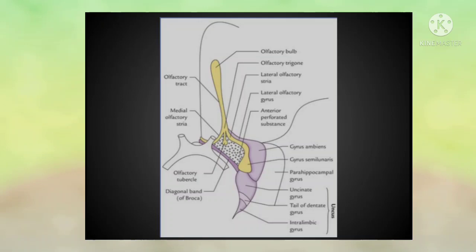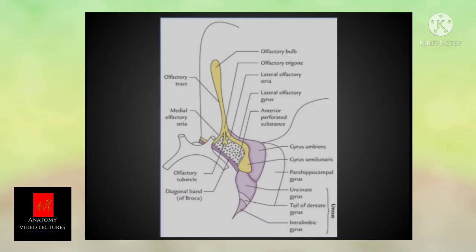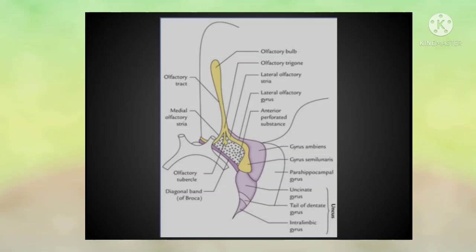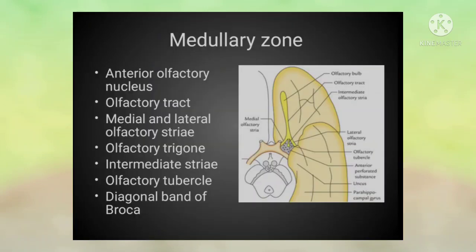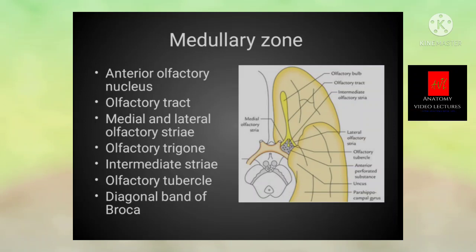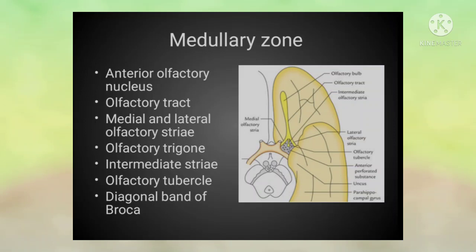It extends from the center of the trigone to the anterior perforated substance, where it sinks into the base of the olfactory tubercle, which is a small elevation of the anterior perforated substance immediately caudal to the olfactory tract. Posterolaterally, the anterior perforated substance is related to the uncus, while posteromedially it is bounded by small bundles of fibers. They are called the diagonal bands of Broca.